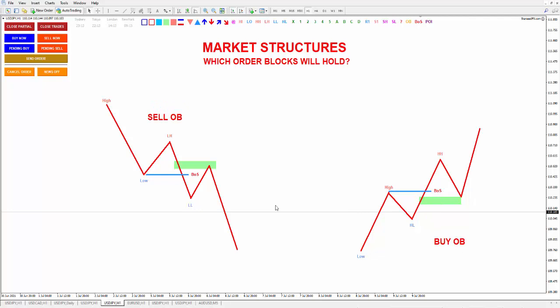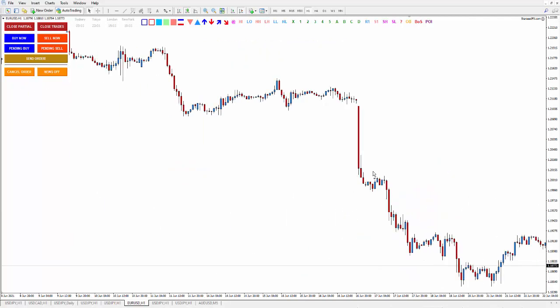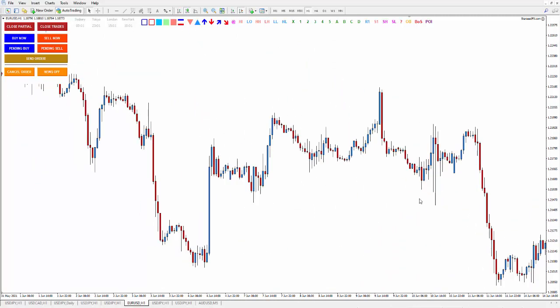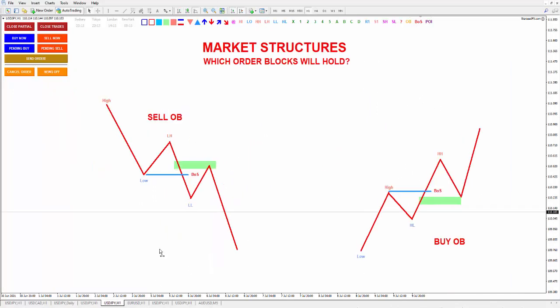Now, I understand the market is not always as clear as this, right? In real life, the market could be like this. And for that, you need to practice: is this a higher high? This is a lower low. So you keep labeling, practicing until you find a specific pattern that's the same as this pattern.